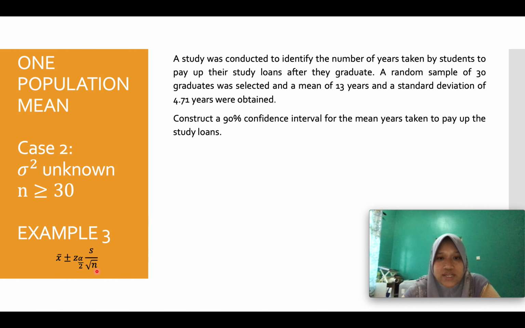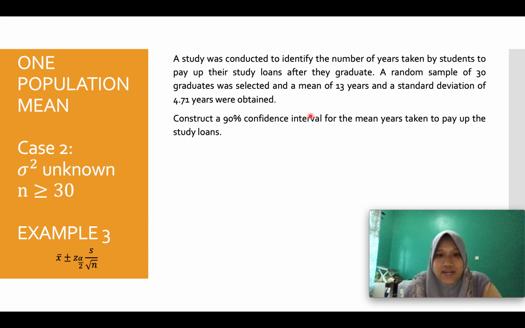Okay, a study was conducted to identify the number of years taken by students to pay up their study loan after they graduate. A random sample of 30 graduates was selected and a mean of 13 years and standard deviation of 4.71 years were obtained. Construct a 90% confidence interval for the mean years taken to pay up the study loan.